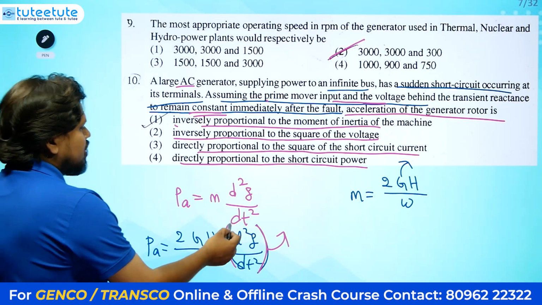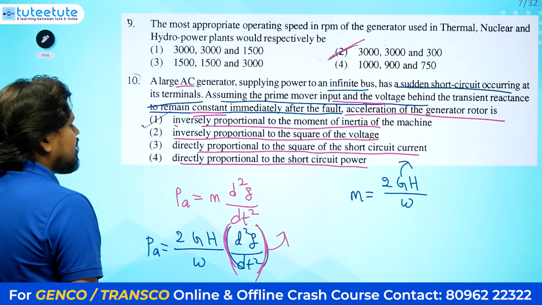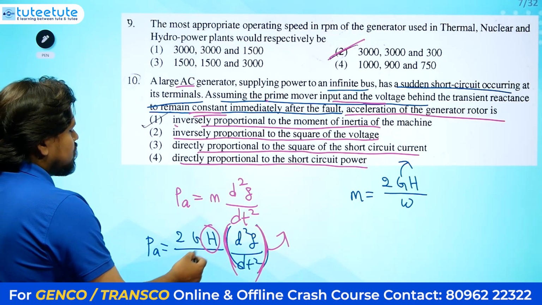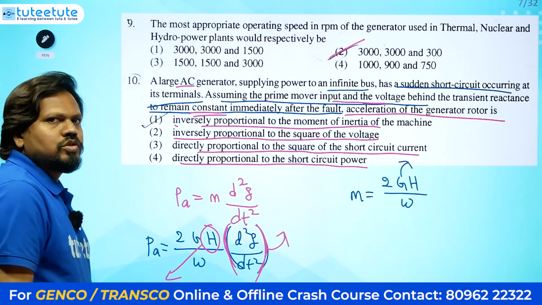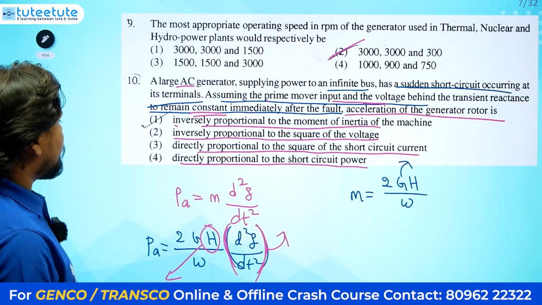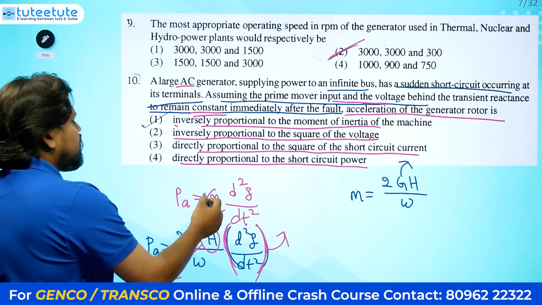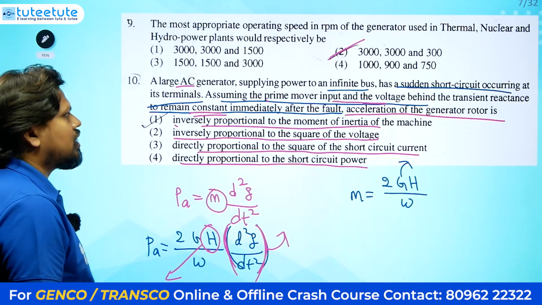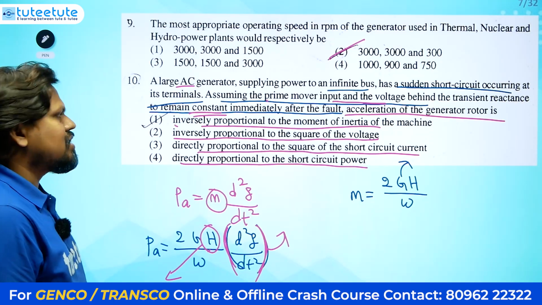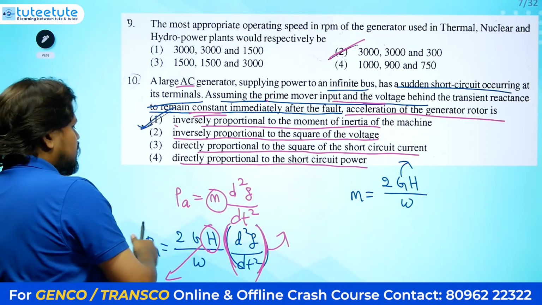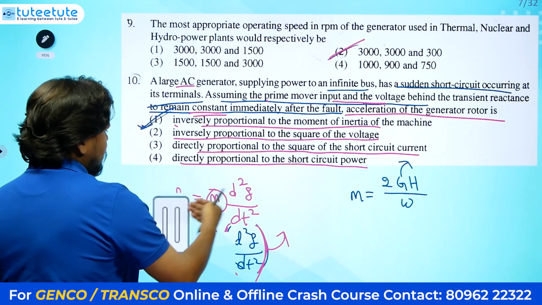But you see, okay, so this d square delta by dt square is inversely proportional to this H if it goes to the other side, okay. So it is inversely proportional to the moment of inertia, otherwise inversely proportional to the inertia constant, okay. So anything we can consider, okay. So anyway, answer is this one, no need of all this explanation also, okay.